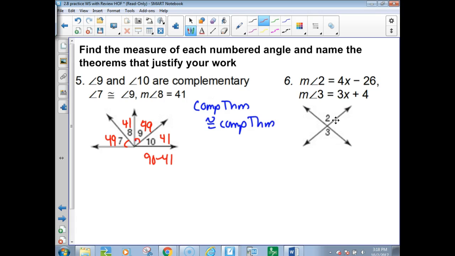And here we're going to use the vertical angles theorem and set them equal. 4x minus 26 equals 3x plus 4. That's all I'm going to do, I'm going to let you finish solving those.